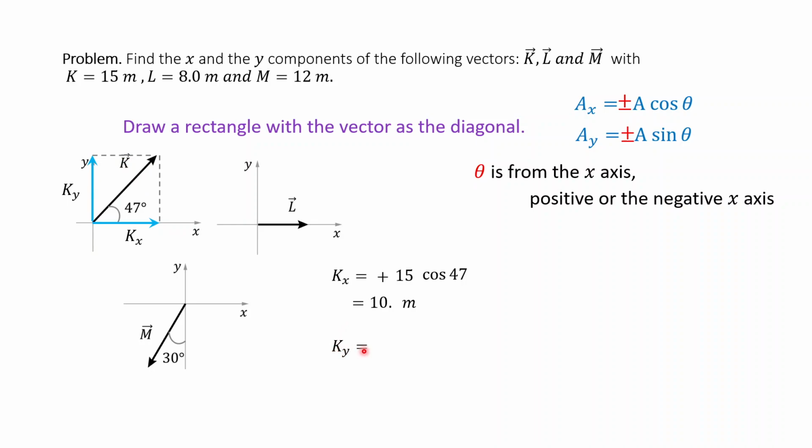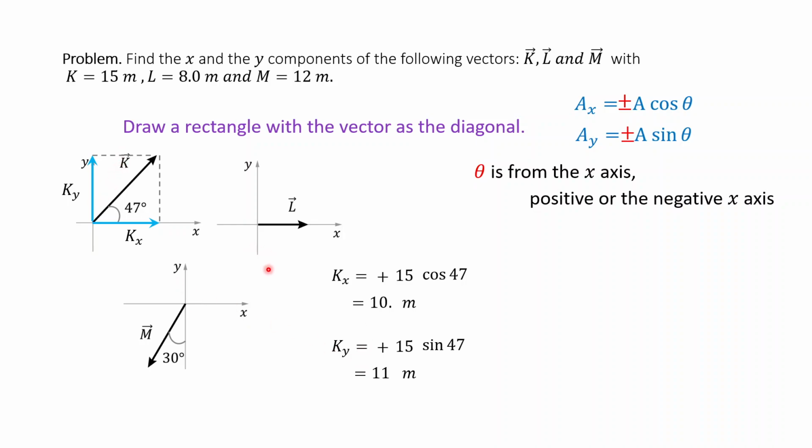Now the y component. Look at the direction of the y component vector. So this points to the positive y direction. So you need to put the plus sign. Now the magnitude, that is 15. This is the y component. So you need to put the sine. Sine 47. This is equal to, you will get 11. Put the unit. So these are the x and the y components of this vector.